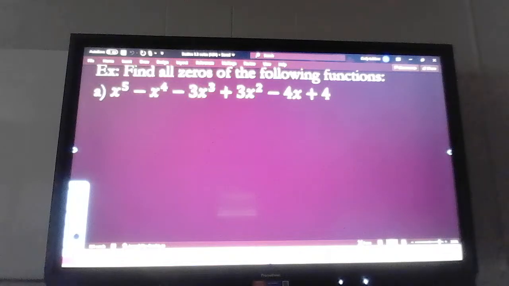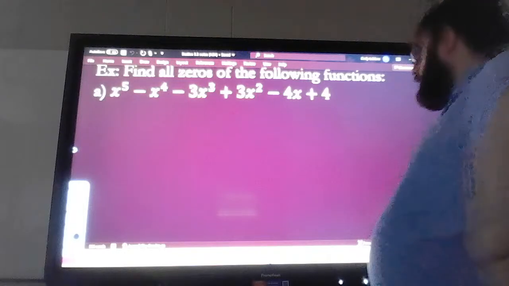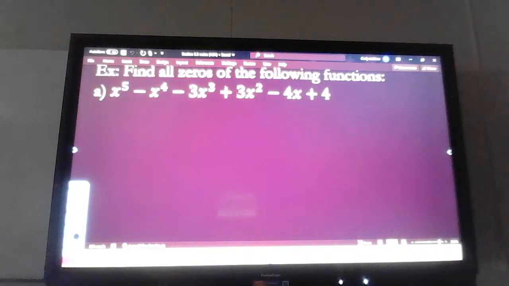All right, rational root theorem time. My p is 4. There are really only three factors, 1, 2, and 4. But here's the good news.